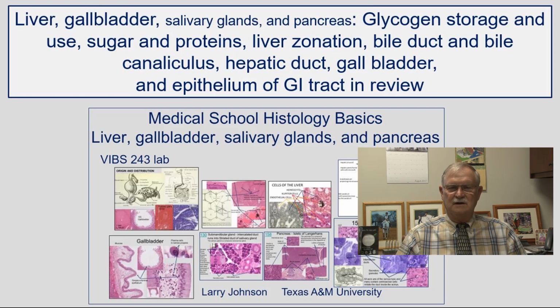We'll be talking about glycogen storage and use, sugar and proteins, liver zonation, bile duct, bile canaliculus, hepatic duct, gallbladder, and the epithelium of the GI tract in review.